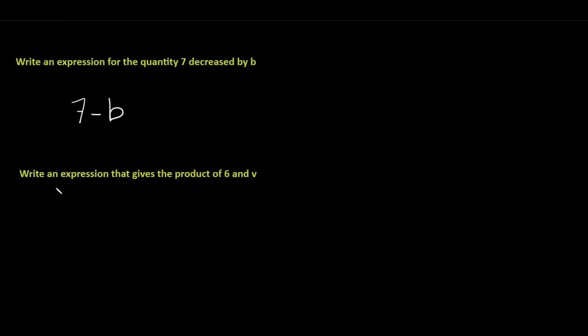Now let's move on to the second problem. We need to write an expression that gives the product of 6 and v. Well, to figure out this problem, we need to understand what a product is. A product is just the end result of a multiplication problem. Okay, and we want the product of 6 and v, and 6 and v will be multiplied since we want the product. So our answer here would be 6 times v, or just 6v.